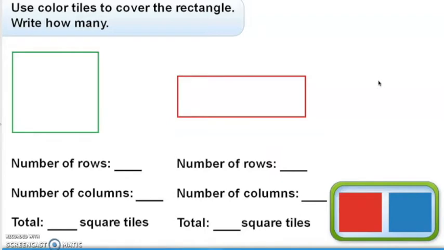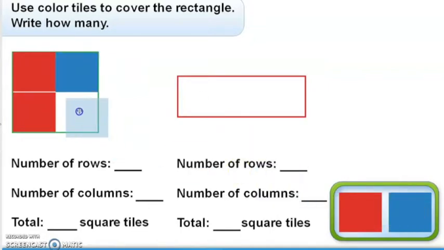It says use color tiles to cover the rectangle and write how many. So this one, again, remember it talked about rows and columns. So I'm going to show you quickly how to use the color tiles to cover the rectangle, and then I'm going to remind you the difference between the rows and the columns. So for this rectangle over here, I'm going to put the red squares on one side, and blue squares on the other. Okay? And so if you remember, from what I told you in the lesson for 11.7, rows go from side to side and columns go up and down.